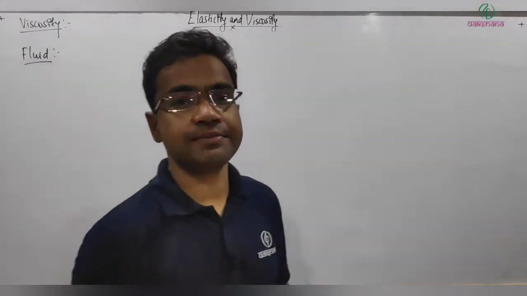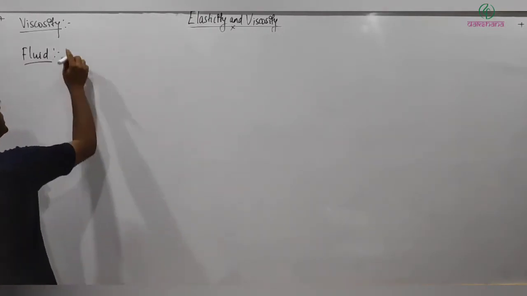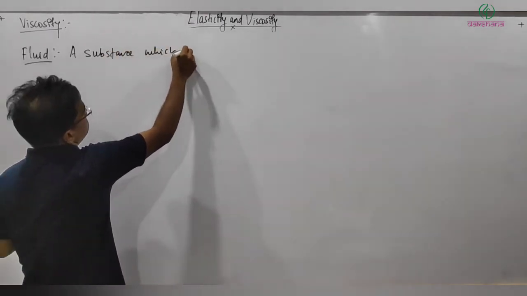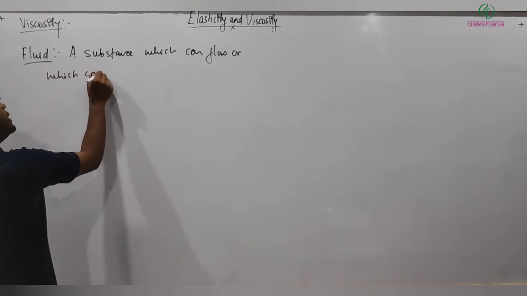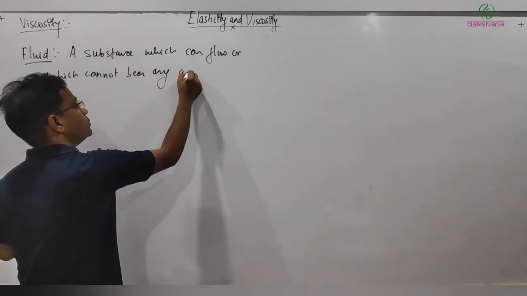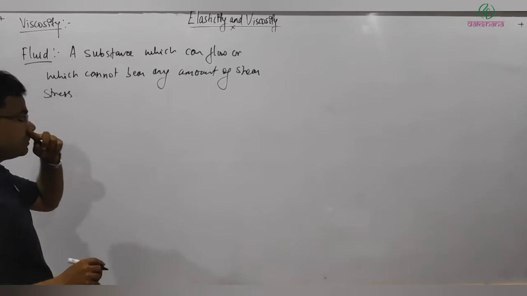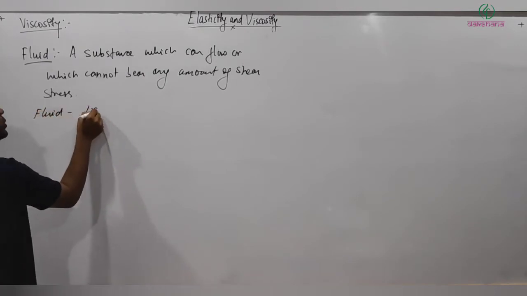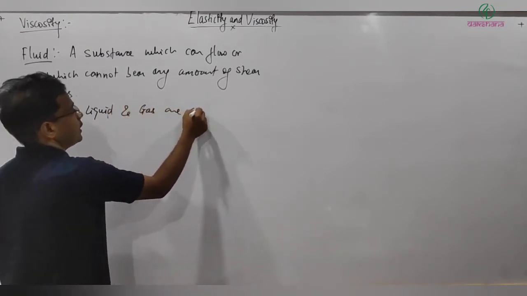Okay, so the next topic is viscosity, and viscosity is actually defined for fluids. Fluid you can understand easily. We can define fluid as a substance which can flow, or I can say which cannot bear any amount of shear stress, that is termed as fluid. So in fluid basically there come liquid and gas, both are called fluids.